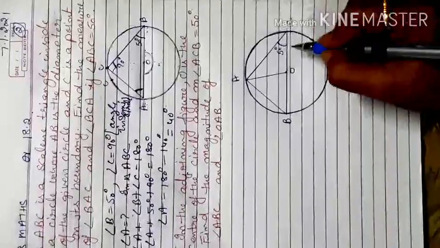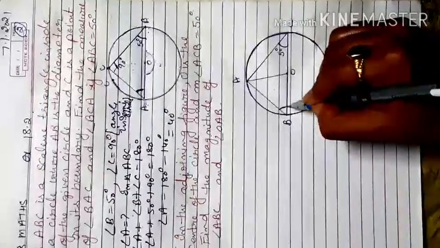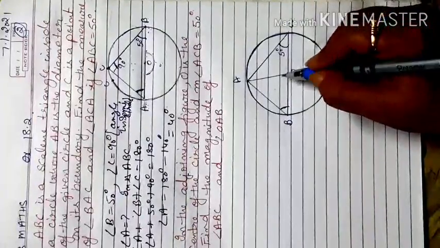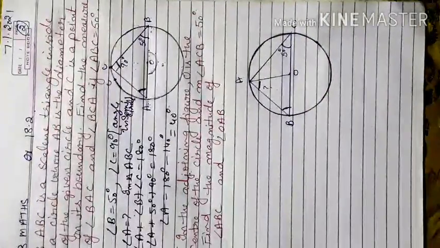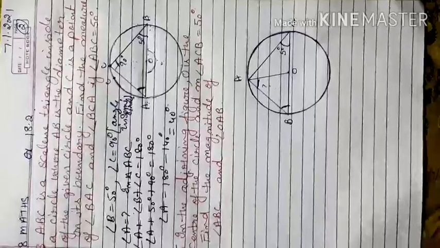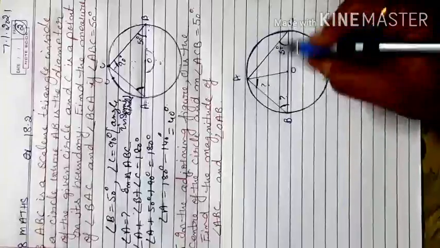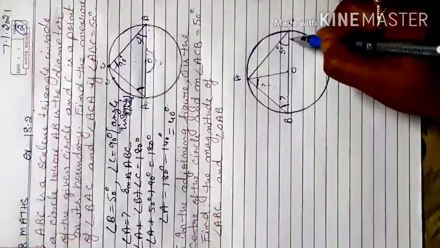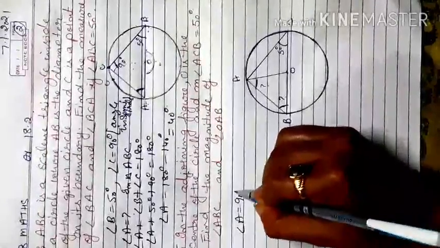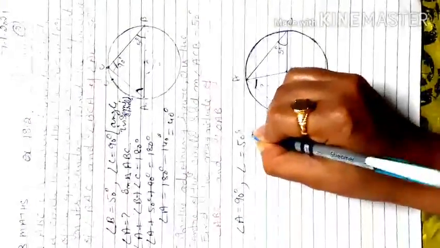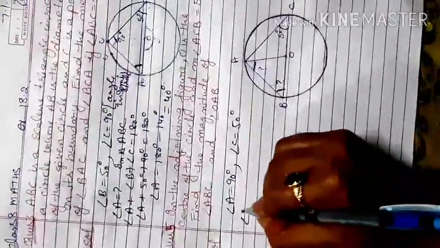The measurement of angle C is given as 50 degrees. You have to find angle B and angle OAB, so in this you have to find two angles. First we will try to find this angle in question number 5. BC is a diameter, as given in your question, because O is the center. That means angle A is equal to 90 degrees. Angle C is given as 50 degrees. Then you have to find angle B.